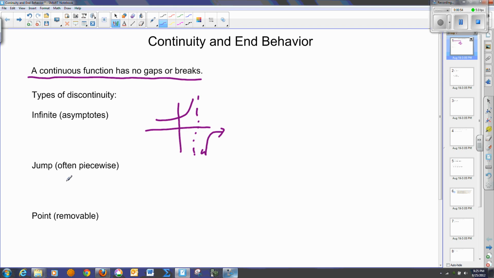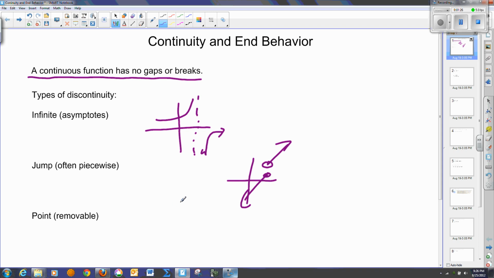Jump discontinuity is usually called like a piecewise function. For instance, if I have something like so, that's jump discontinuous because you draw it by holding your pencil down and then you have to jump up to get to the next piece of the graph. This one you also have to jump, but you jump over an asymptote.